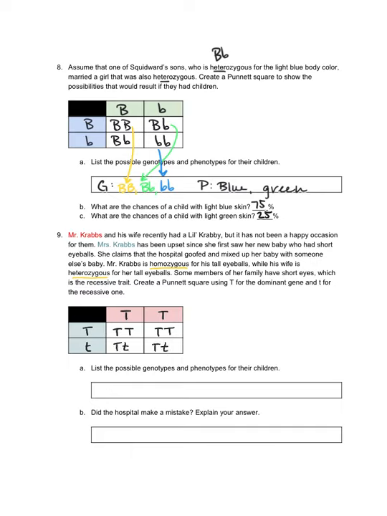And then letter A says list the possible genotypes and phenotypes for their children. So we'll do genotypes first. And they could either have offspring that have capital T, capital T, or capital T, small t. And then for phenotypes, the only phenotype that capital T, capital T, or capital T, small t can give us is tall eyeballs.